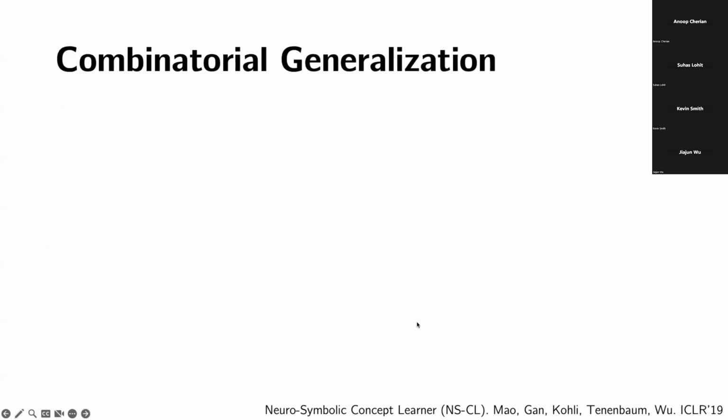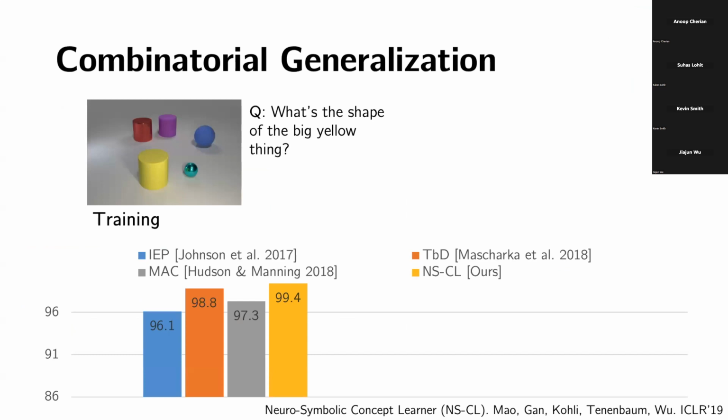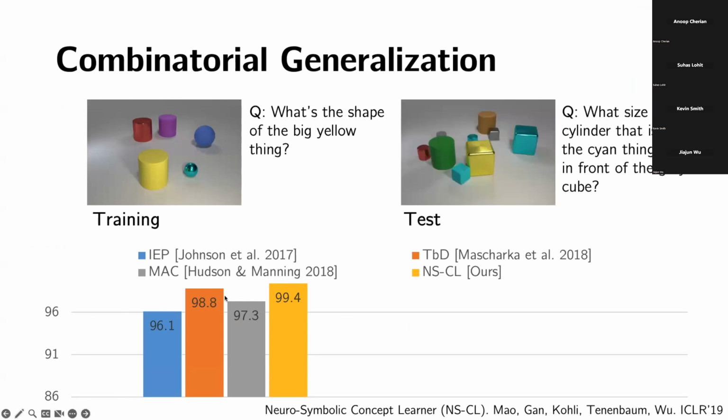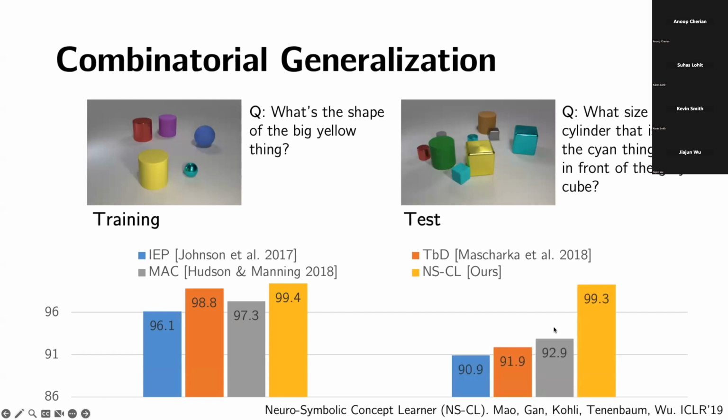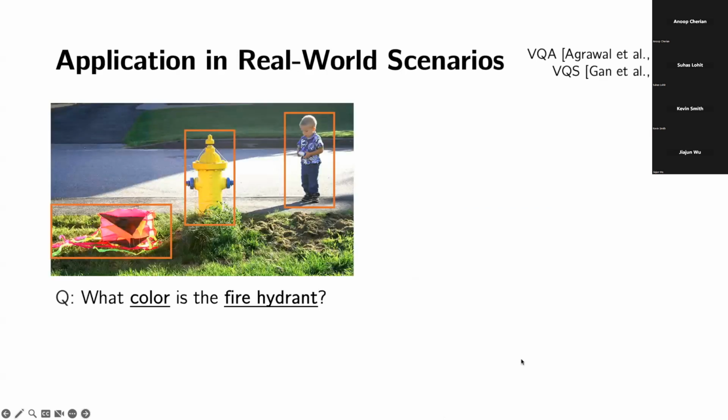This kind of structured compositional representation allows you to do combinatorial generalization. You can train on simpler scenes with simpler questions, and every method performs roughly equally well, but when you test on more complex scenes with longer questions, you have almost the same performance, while the baselines don't perform that well. It's now really applicable to real world scenarios, right?